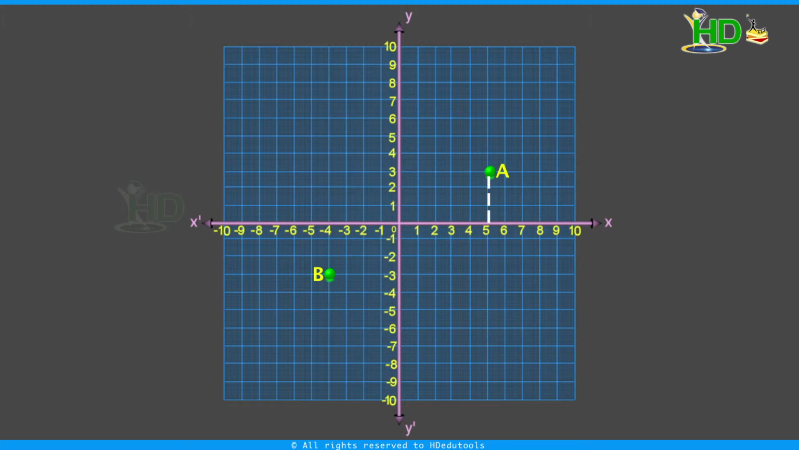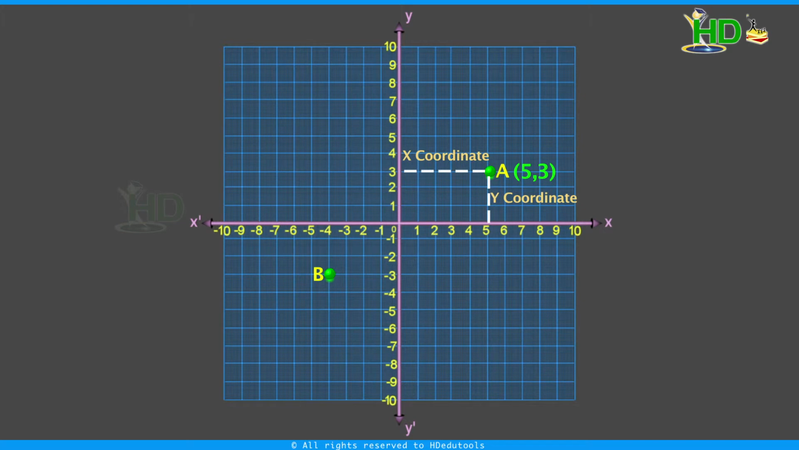And this distance, that is the perpendicular distance of the point A from the y-axis, is called the x-coordinate of A. Similarly, the perpendicular distance of A from the x-axis is the y-coordinate. That means this point has coordinates 5, 3.